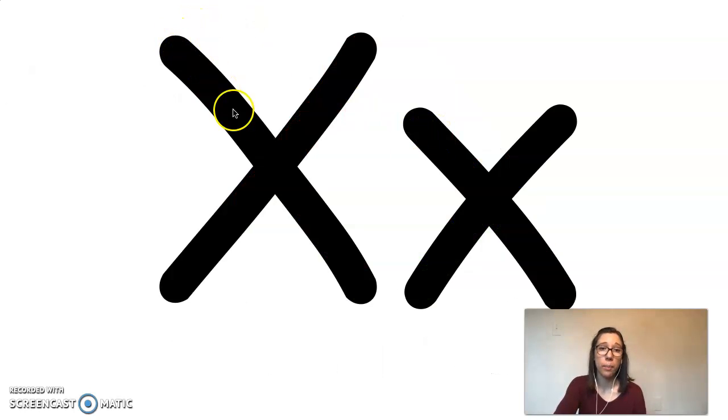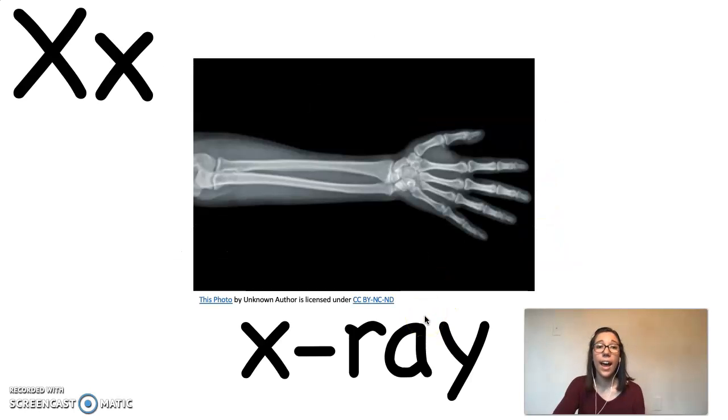Capital X is formed by two diagonal lines crossing in the middle. Lowercase x is formed the same way, but it is smaller. X says x, as in X-ray. X is X-ray.